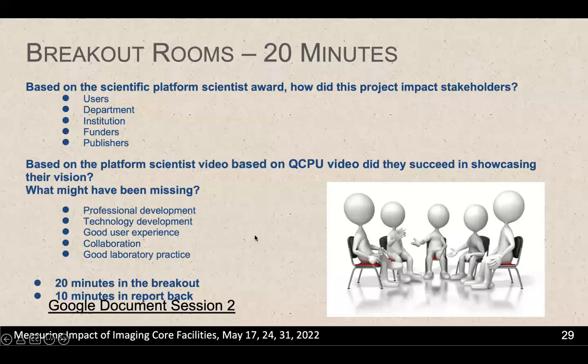So now we can move on to the next breakout rooms and discuss two things. First, based on the Platform Scientist Award, how did this project impact stakeholders, whether it's users, departments, institutions, funders, or publishers? And the second question would be based on the QCPU video. You saw a bit of that. Did they succeed in showcasing their vision? And what might have been missing? Professional development, technology development, good user experience, collaboration, and good laboratory practice.